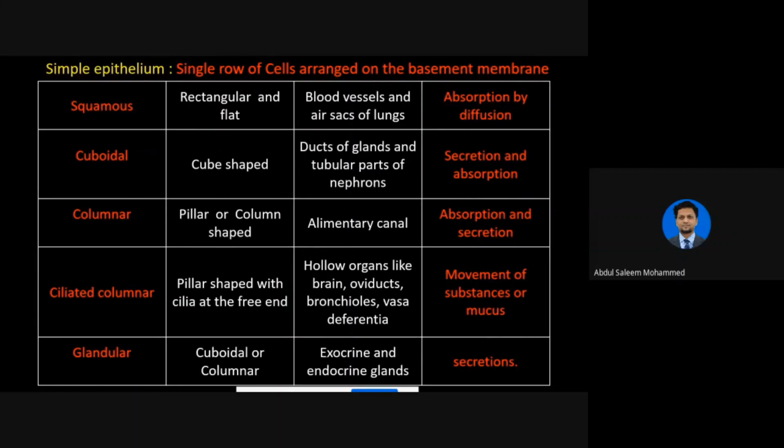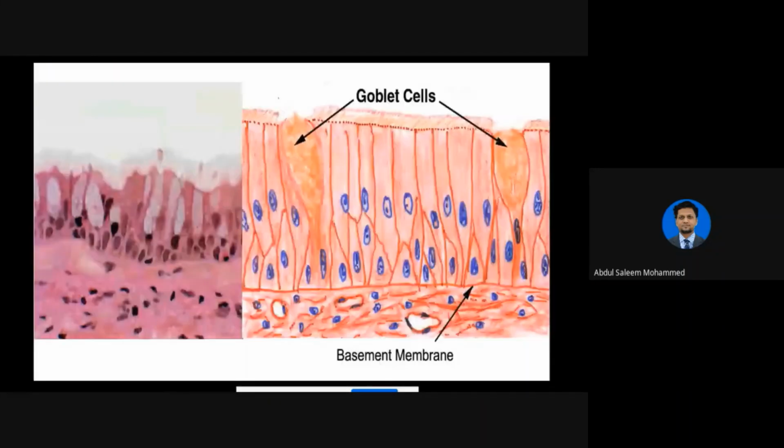You know, the exocrine and endocrine glands you come across inside the body. Exocrine glands secrete out enzymes, whereas endocrine glands secrete hormones. So secreting these different secretions is under the control of glandular simple epithelium. When we see this glandular simple epithelium, you will find that the cells are of cuboidal shape or columnar shape. Let me show you the picture.